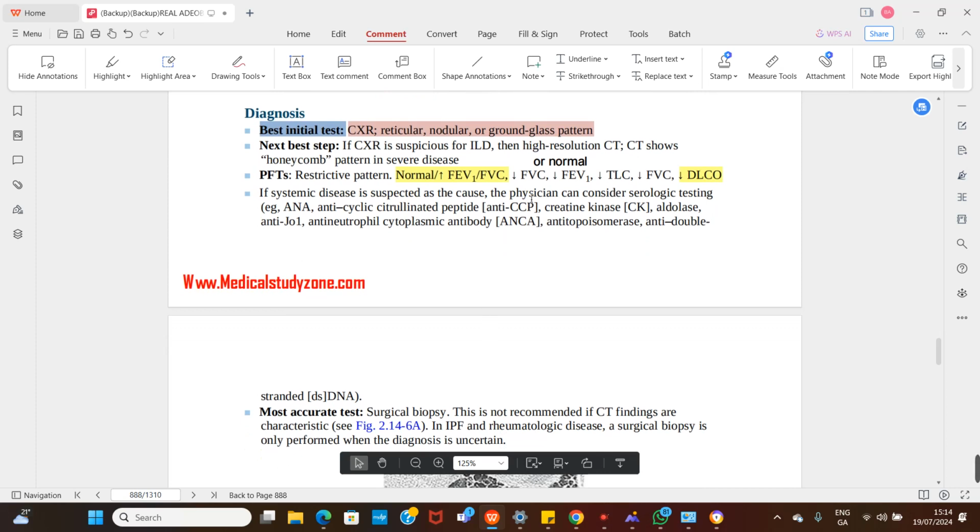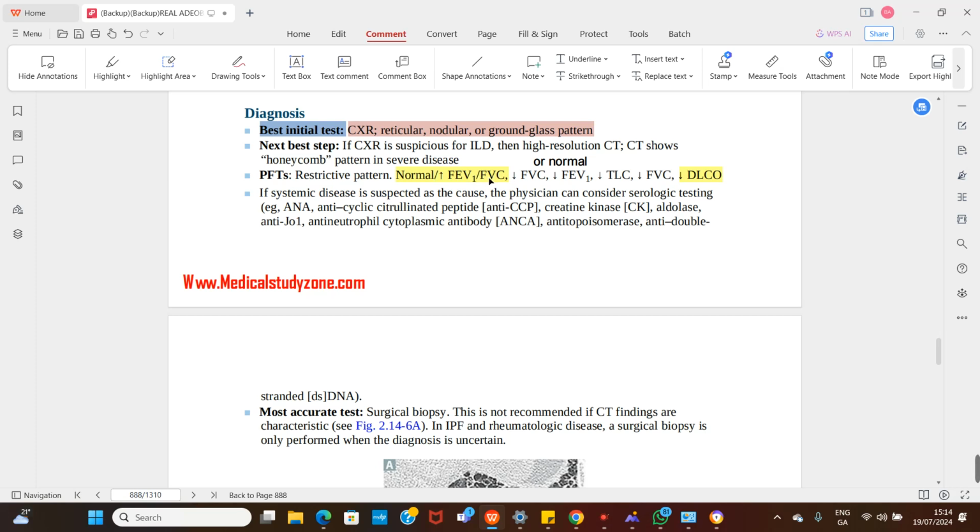But your FVC will always drop. Your FEV1 will always drop. Your total lung capacity will always drop. Everything will drop. The only thing that will be normal or elevated is your ratio. So you can now investigate along the cause.